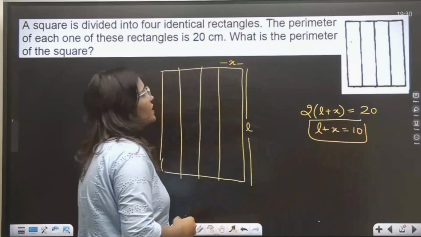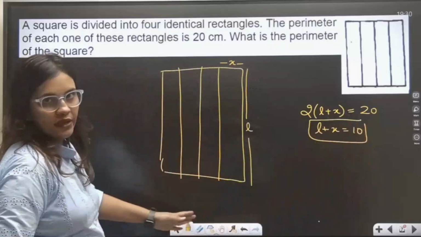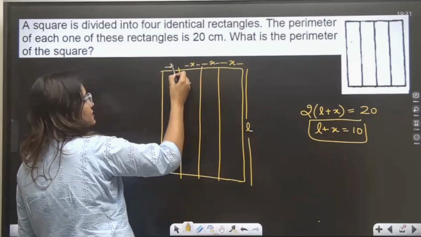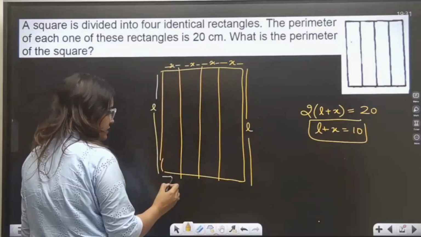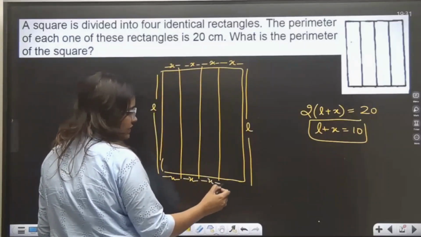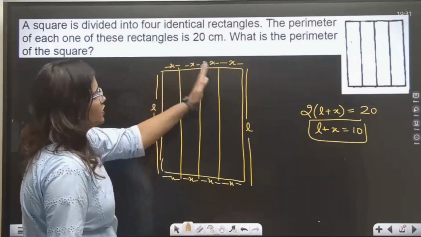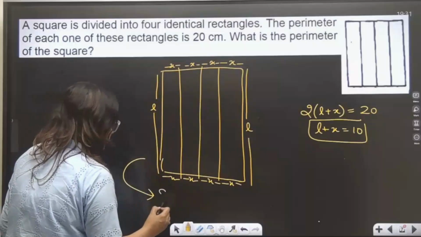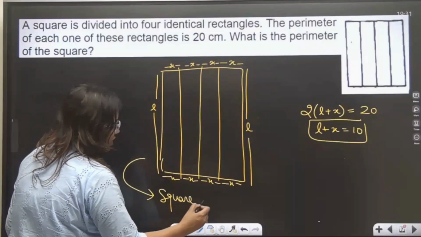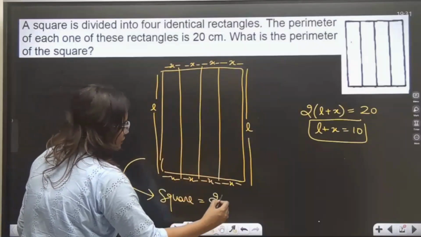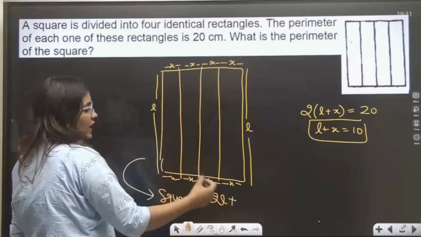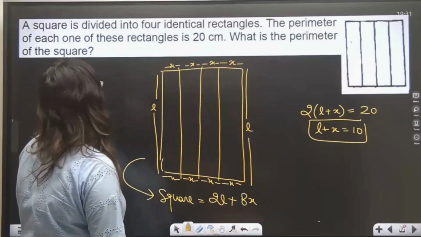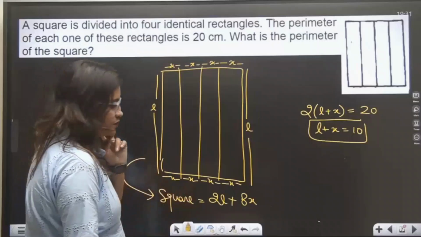Now we have to find the perimeter of this square. So this is nothing but X, X, X. This is L, this is X, X, X, X. So the perimeter of the square is the outer surface of this particular figure. So the square's perimeter is equal to 2 times L plus 8 times X. Yes or no, everyone? So what is the perimeter of the square we have to find?